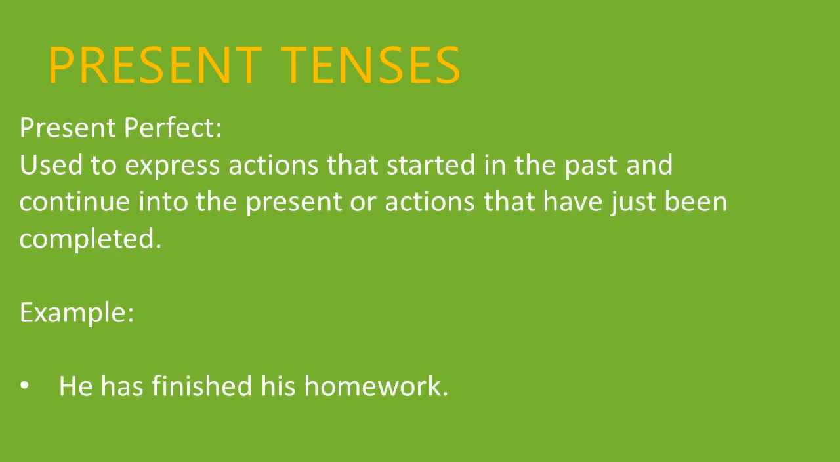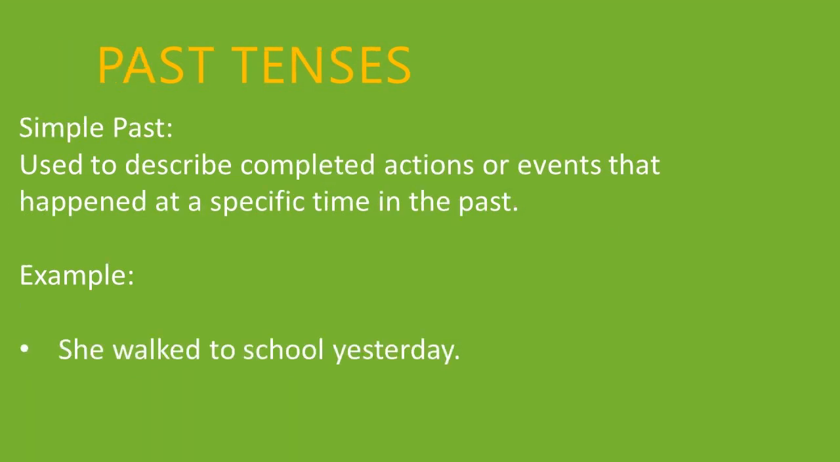Present perfect. Used to express actions that started in the past and continue into the present, or actions that have just been completed. He has finished his homework. Past tenses. Simple past. Used to describe completed actions or events that happened at a specific time in the past. She walked to school yesterday.